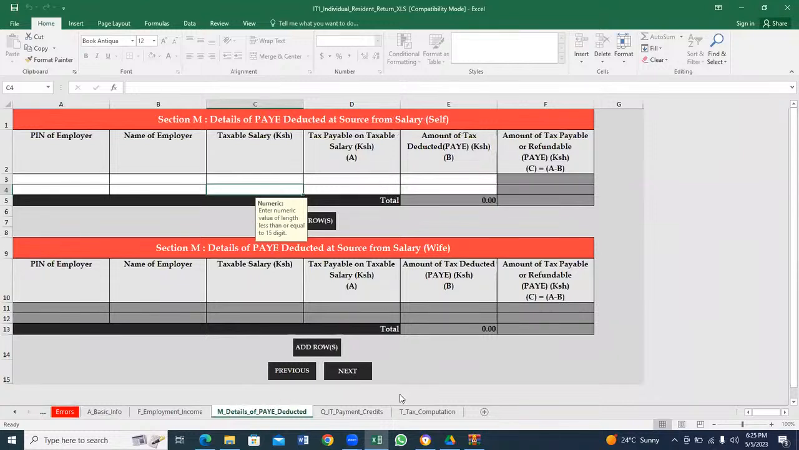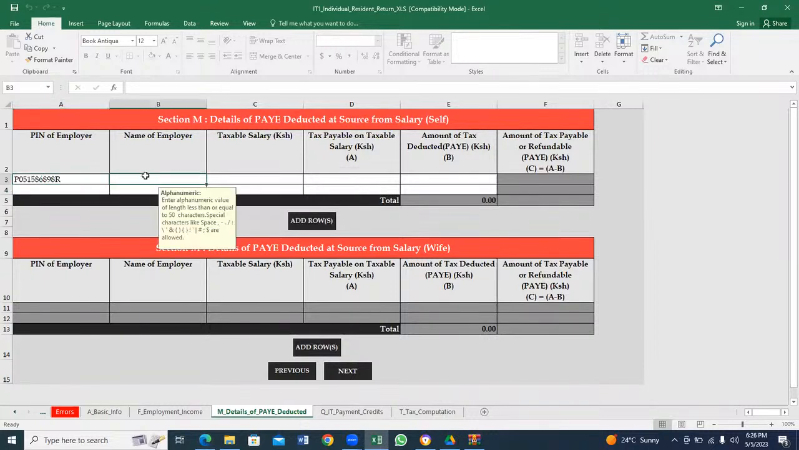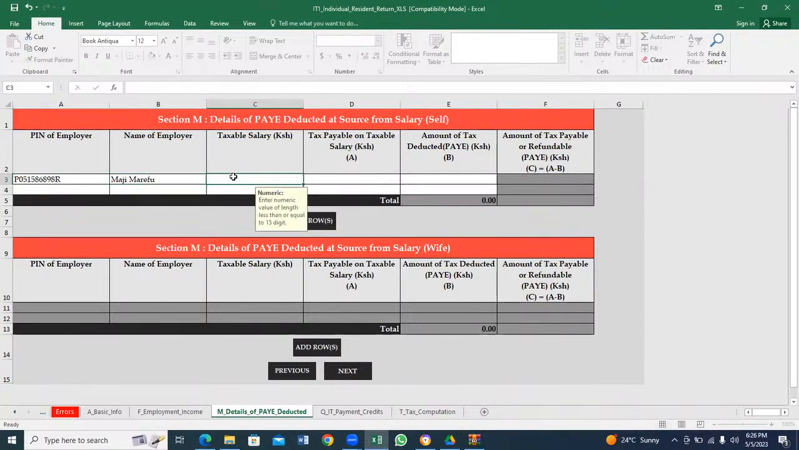Sheet M is where you self-declare the total taxes that were deducted from your salary, the total taxes deducted from that 3.9 that we've declared in sheet F. Now in sheet M, you start with the PIN of the employer. Just click on it, it will come automatically. Put the name of the employer, which is Majimarefu. Then put the taxable salary.